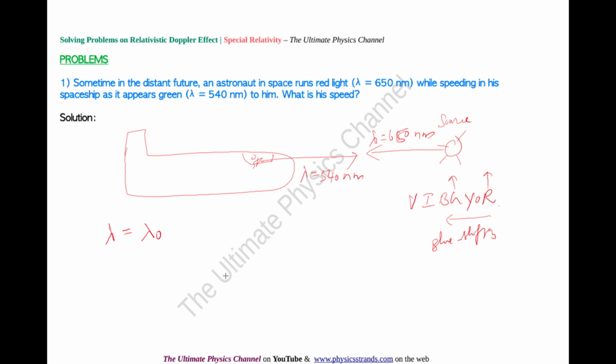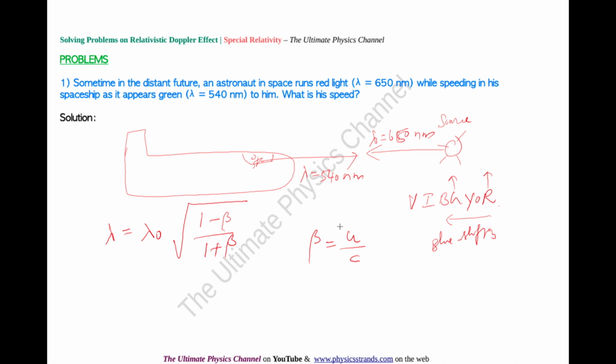Here, since blue shifting has occurred, that means the wavelength has decreased, right? So that means he is approaching the source of light. That is the meaning we can easily have. So for this case, the formula would be lambda is equal to lambda naught times the square root of 1 minus beta over 1 plus beta, where beta is u over c.